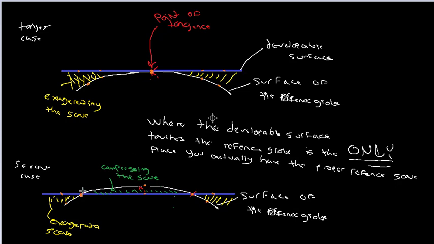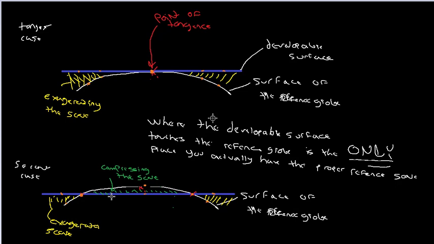And in the secant case, we had 2 points of contact, or 2 lines of contact in 3 dimensions, and if you were in between those 2 lines, you actually had this compression effect, where you were actually compressing the scale, which meant that things were going to appear closer together than they would be on the reference globe.